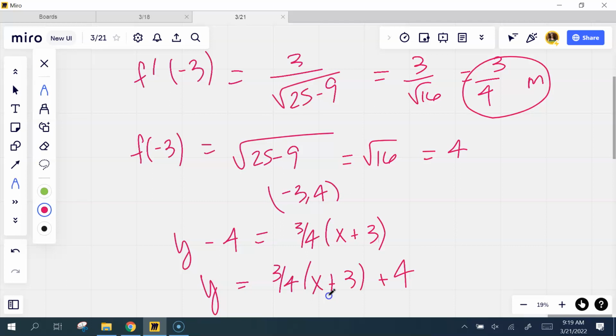Part C. Most of you knew what to do for part C, but you didn't understand how to do it.